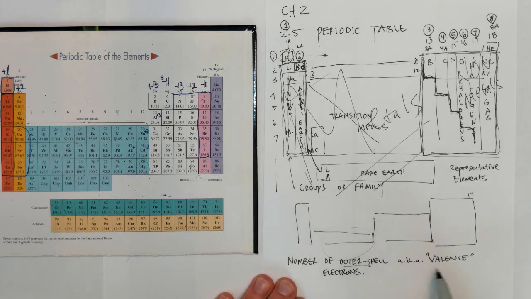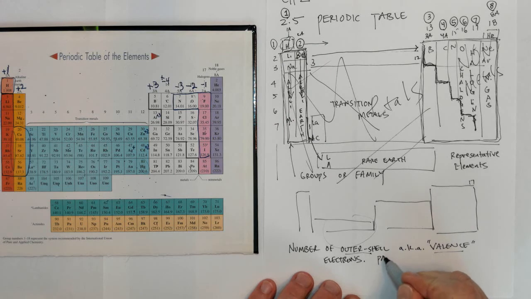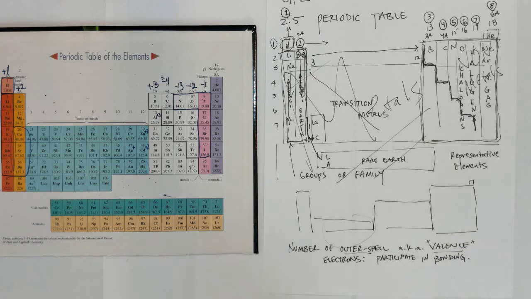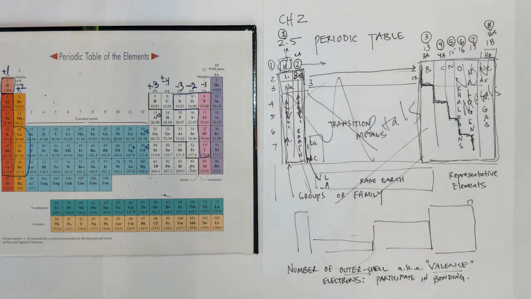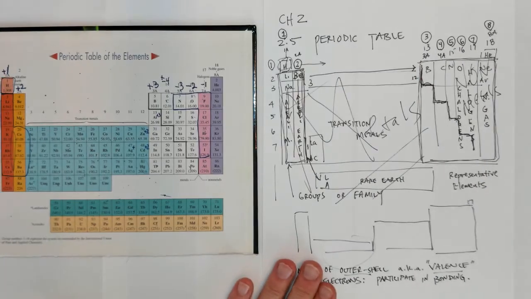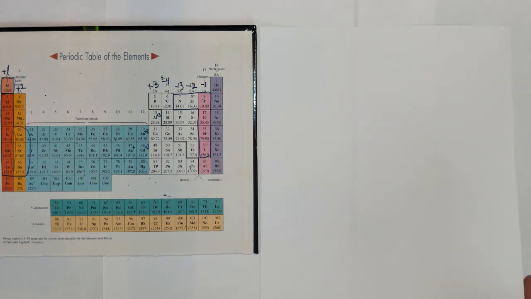And outer shell or valence electrons are super important because those are the ones that participate in bonding. Those are the ones that participate in making chemical reactions or formulas happen. So, on your periodic table, if you don't have them labeled already, please write the number of valence electrons, 1, 2, 3, 4, 5, 6, 7, 8. And we'll come back and look at what kind of charges these cause when they gain or lose electrons in the next couple of sections.